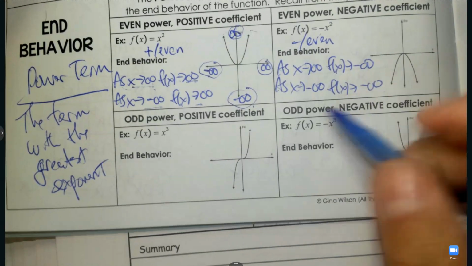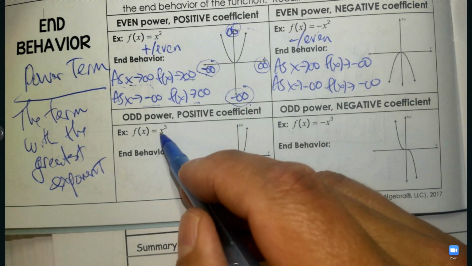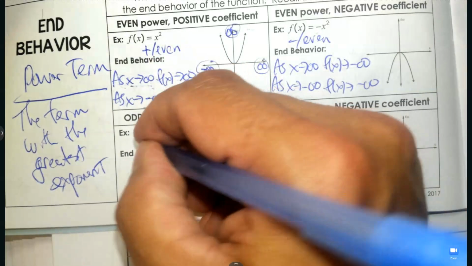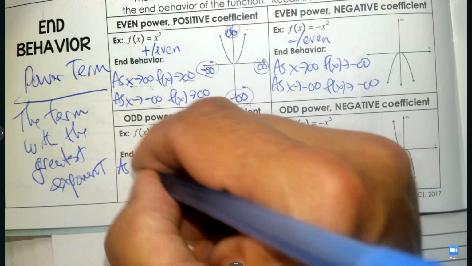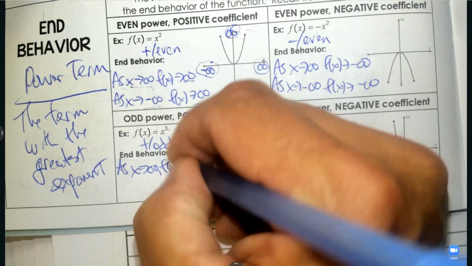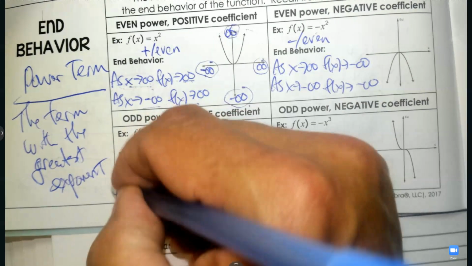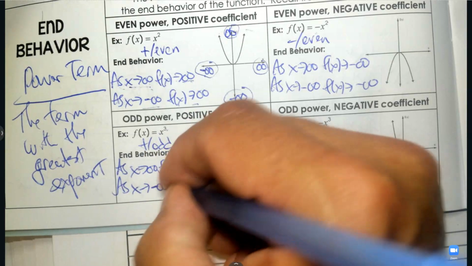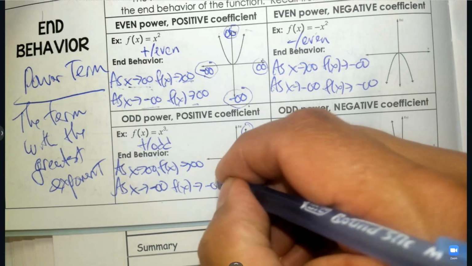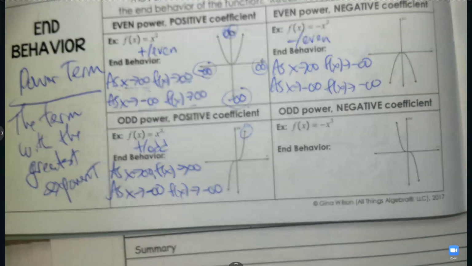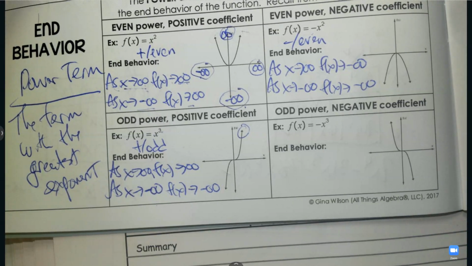If I look here at the end behavior, I notice it's positive and odd. A positive with an odd exponent means the right end goes up, and we write, as x approaches infinity, the function approaches infinity. The left end goes down, so left means negative infinity, and down means negative infinity. Just getting comfortable with end behavior statements.